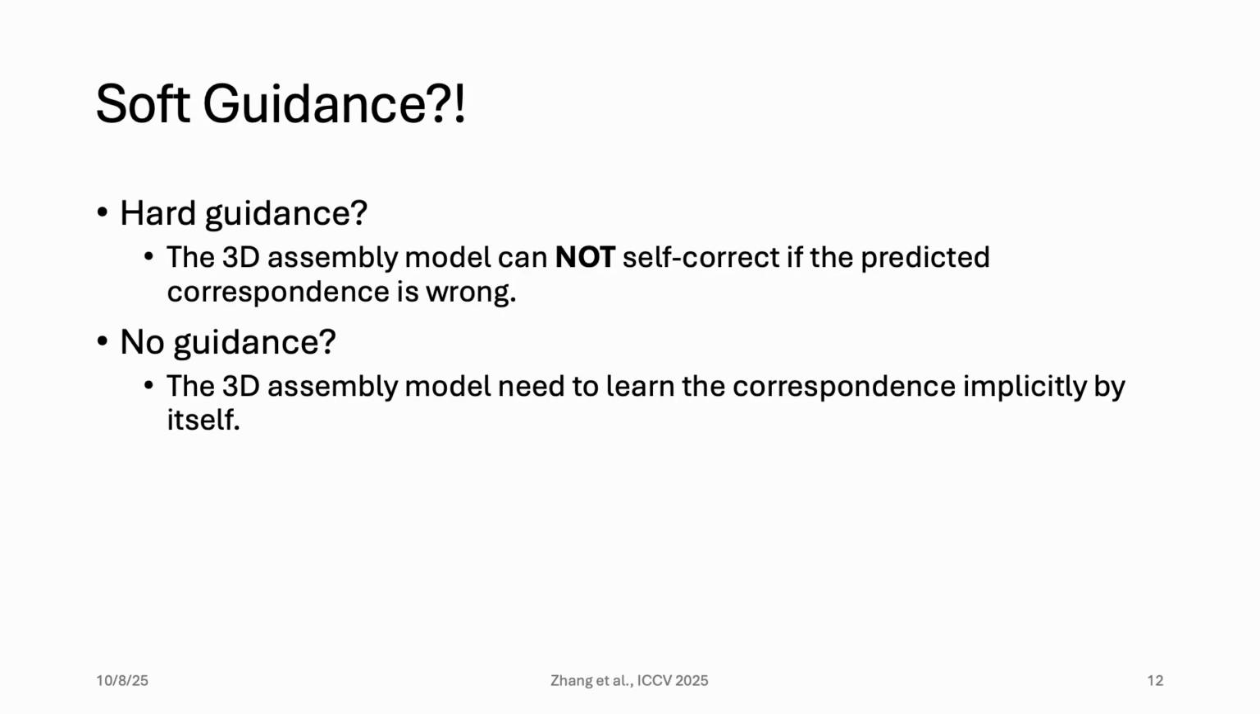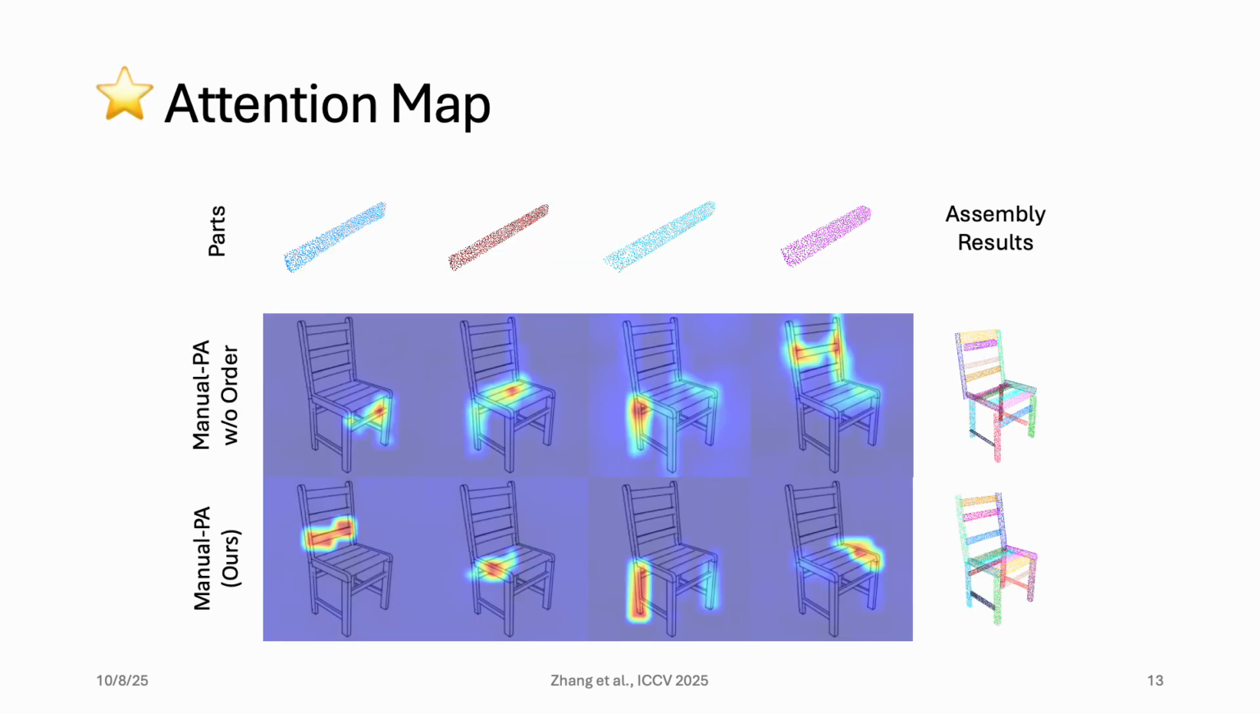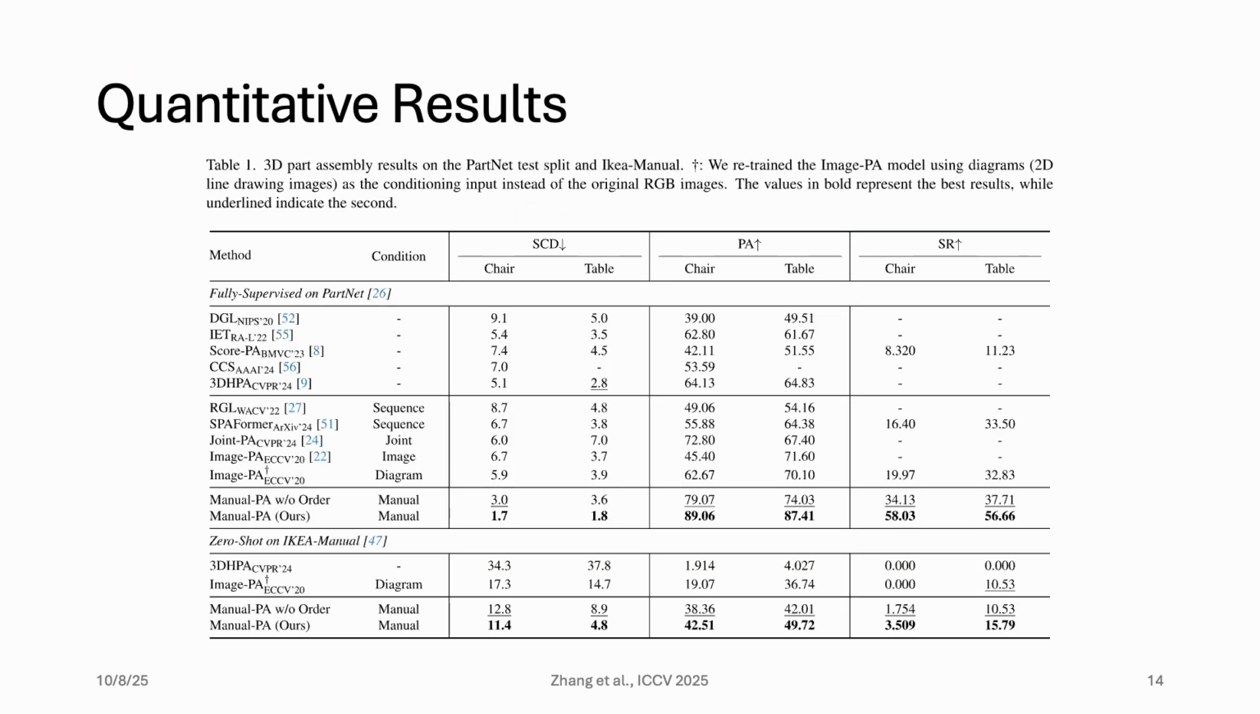So what about the other extreme? What if we use no guidance at all? In that case, the model would be forced to learn the correspondences implicitly on its own. This would significantly increase the difficulty and uncertainty of the learning process. This figure provides a direct comparison of the attention maps with and without order guidance. The top row shows the model without guidance, where you can see the attention is more diffuse, leading to inaccurate part placement. In contrast, the bottom row shows our method with soft guidance. Here, each part's attention is much more focused on its correct location in the diagram, resulting in a more precise assembly.